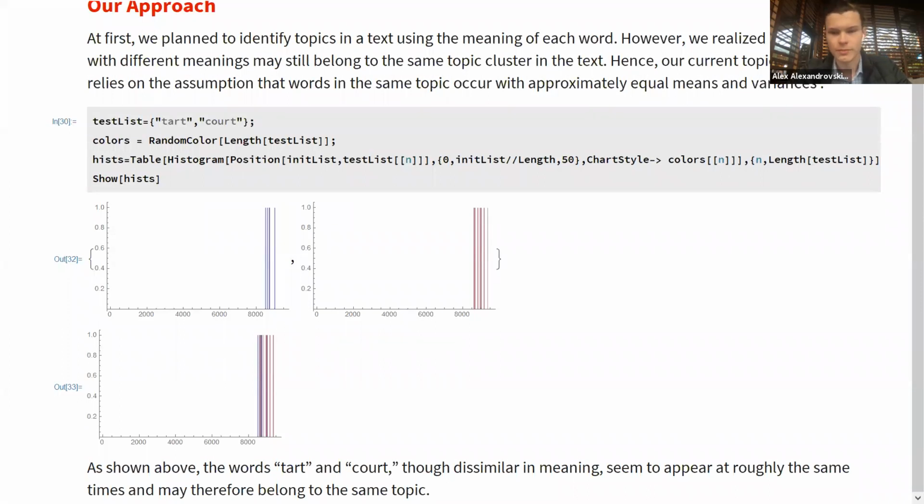So for example, this is the text of Alice in Wonderland, and the histograms are basically the bars are occurrences of two words in the text. The left one is tart and the right one is court. Those words obviously have very different meaning, but they're part of the same section of the book and we would consider them the same topic. That's why we decided to go with more of a distribution-based topic modeling solution.